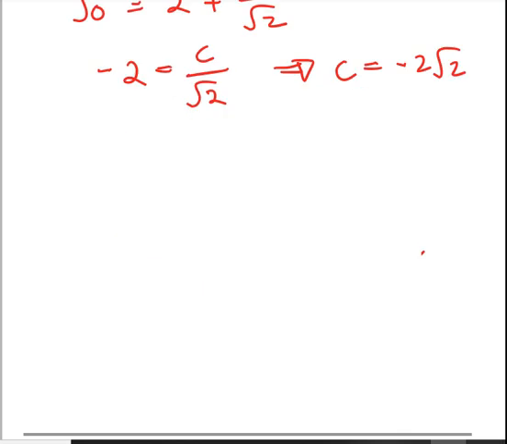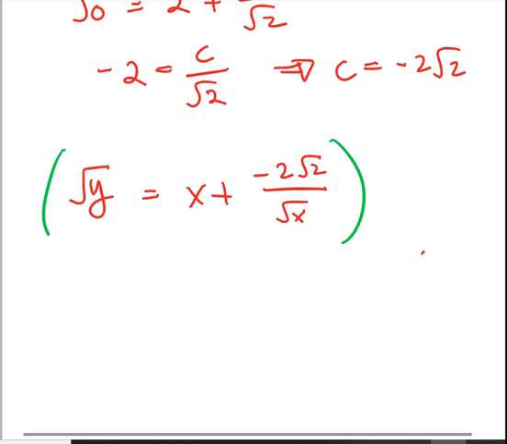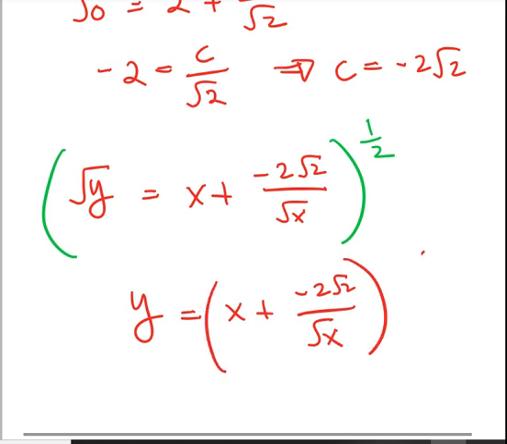So our answer will now become square root of y is equal to x plus negative 2 square root of 2 over square root of x. So if you want to get rid of the square root sa side ni y, you just have to raise everything by 1/2 para magiging y na lang siya, is equal to x plus negative 2 square root of 2 over square root of x, and this one is raised to 1/2. So meron na po tayong answer.